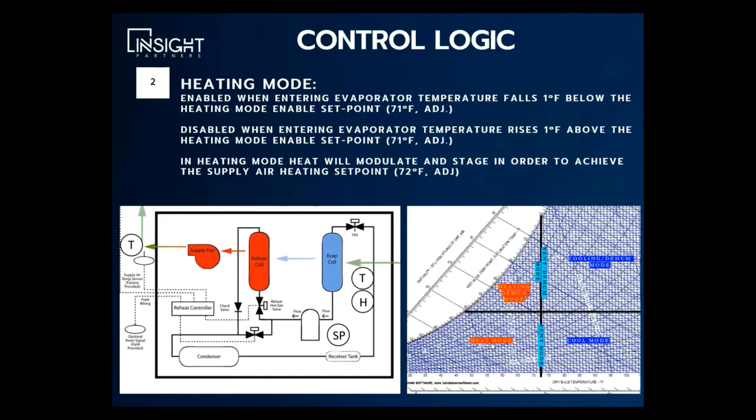Heating mode would be entered when we're in the bottom left-hand corner of the psychrometric chart, when the air is cold but dry, where heating would be modulated and or staged to achieve the supply air heating set point as sensed by our supply air temperature sensor. We're just going to warm the air up back to the neutral condition.